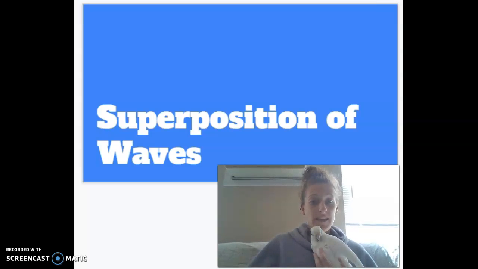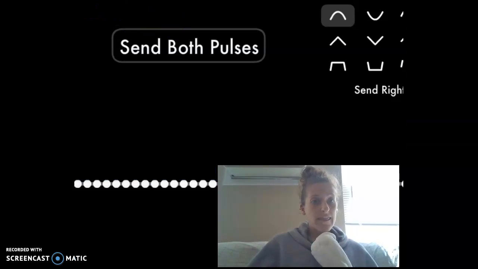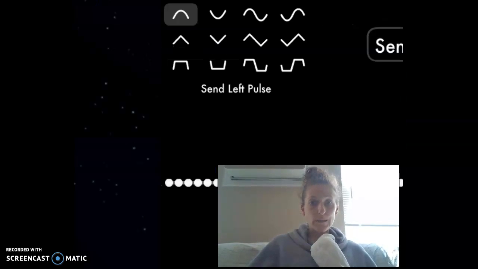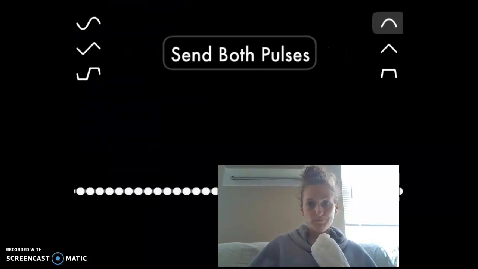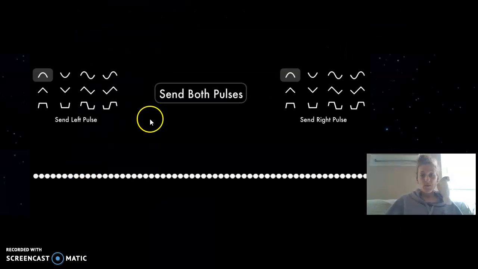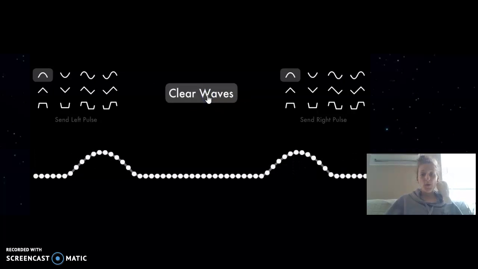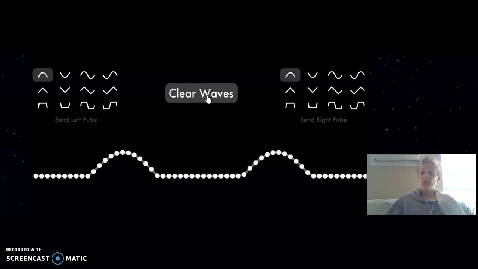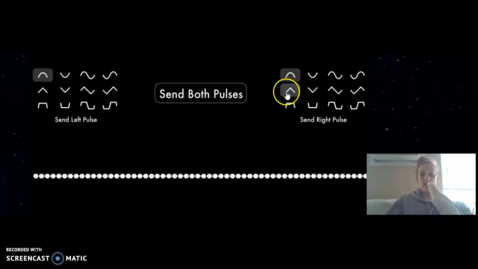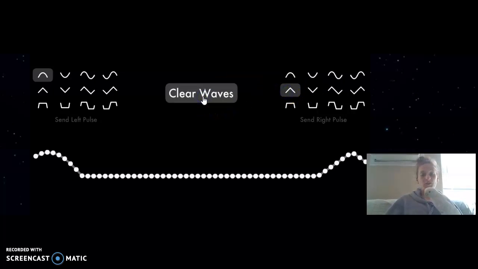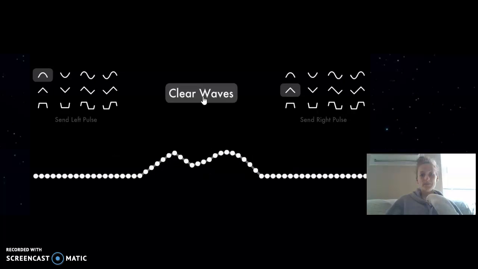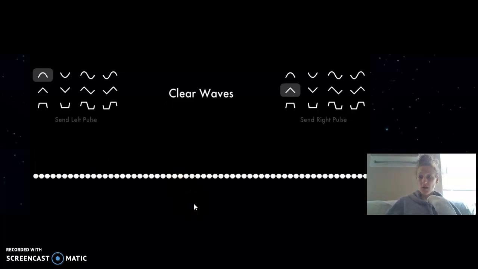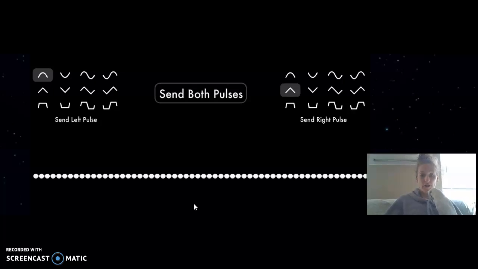Superposition of waves. This is a kind of fancy way to say that waves interfere when they travel through different media. So I'm going to pull up a simulation we did. This shows us that if I send two pulses, they will interfere when they meet in the middle. And we can see that even more clearly if we change the shape of the waves. So they don't bounce off of each other, they pass through each other.